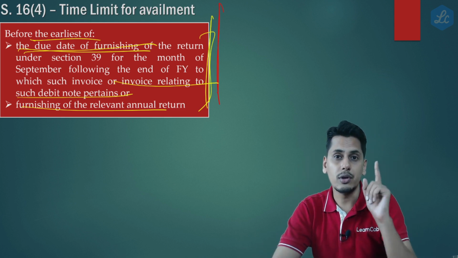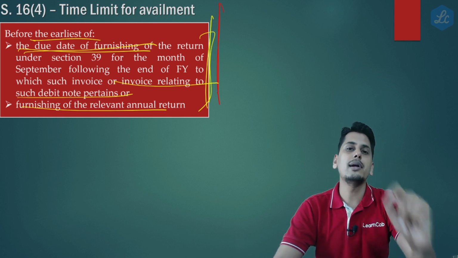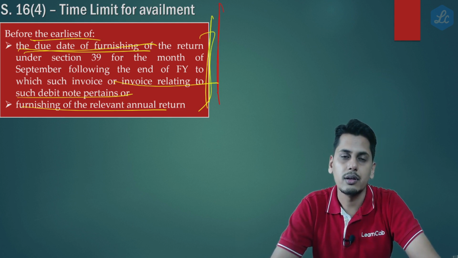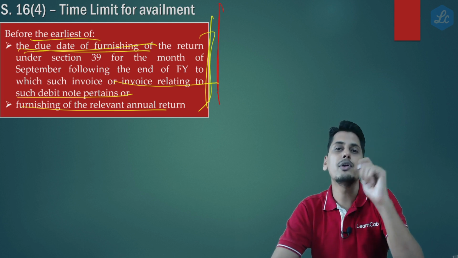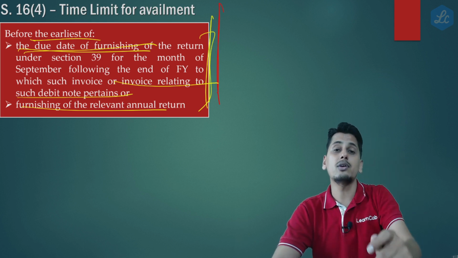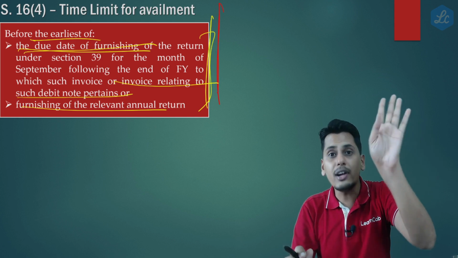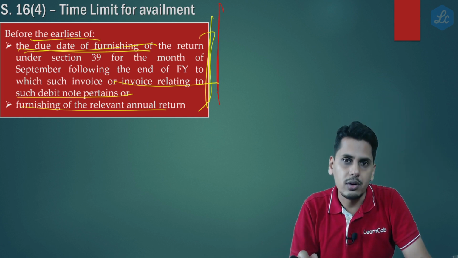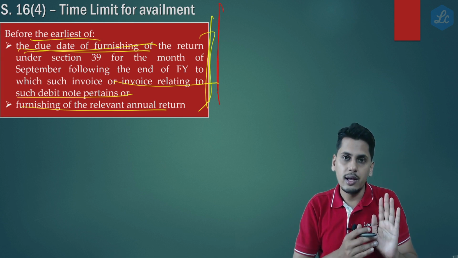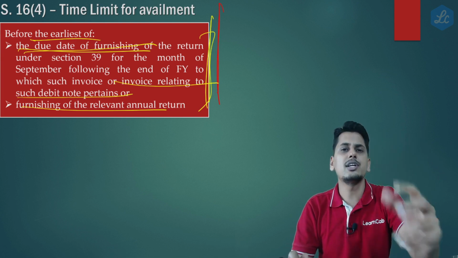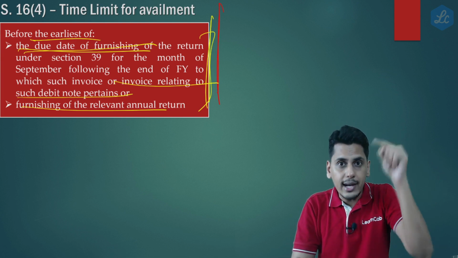And friends, if you could recollect, there is no outer time limit for issuance of a debit note. Now friends, when there is no outer time limit for issuance of a debit note and issuance of a debit note is mandatory for the supplier, let's suppose I issue an invoice today and after 2 years I am issuing a debit note. If there is a change in value, am I required to issue a debit note?